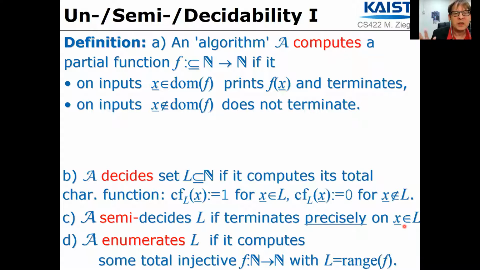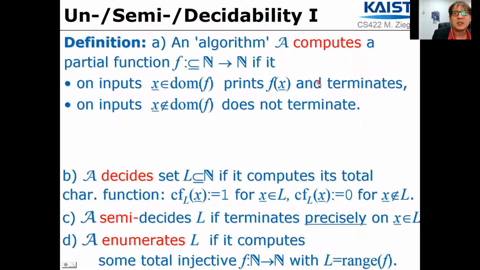Enumerating corresponds to, so in the previous cases of deciding and semi-deciding there always involved some input, and the computation revealing some property of the input, either 0 or 1 in the decision case, or terminating as opposed to not terminating in the second case. Enumerating, on the other hand, is a notion which involves only output, namely computing a total injective function, which we have defined before.